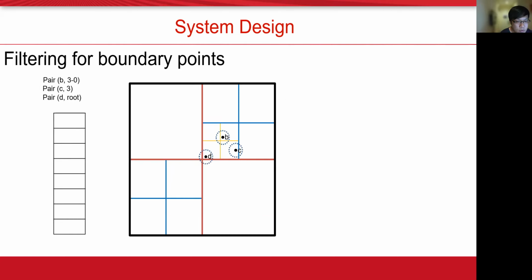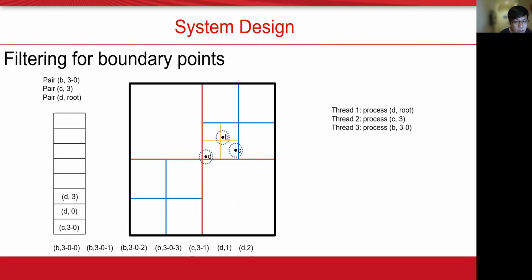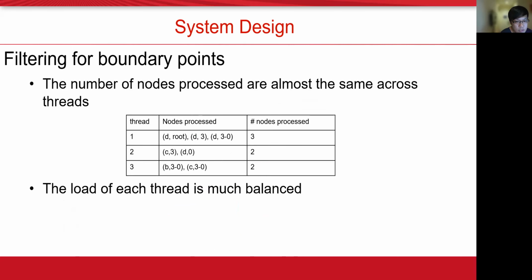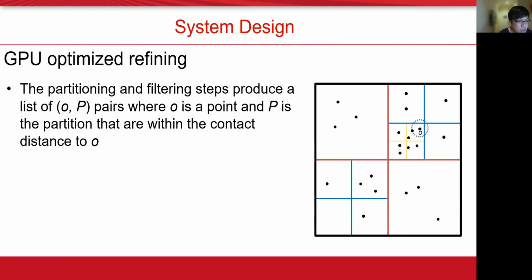Here is an example of the shared stack-based method. Initially, the boundary points and their filtering routes are pushed to the shared stack by all the threads in the same block. Then those entries are processed altogether by all the threads. As a result, the load for all the threads in the same block is almost balanced. And the partitioning and the filtering steps now produce a list of O-P pairs, where O is a point and P is a partition that is within the contact distance to O.